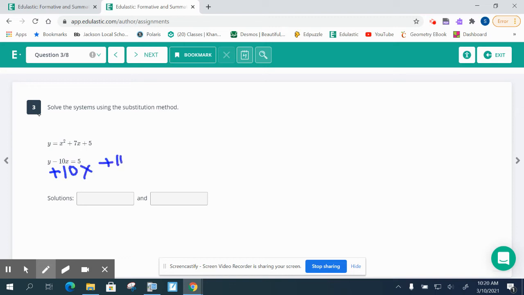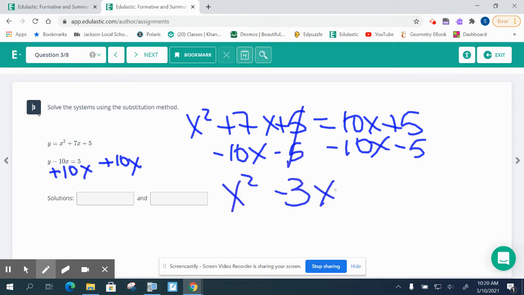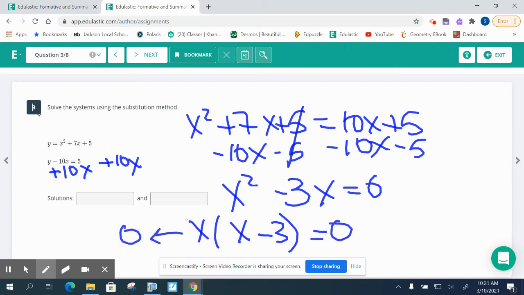You add the 10x over. So then you would get x squared plus 7x plus 5 equals 10x plus 5. Subtract the 10x over. Oh yeah, it was this one. Subtract the 5. The 5's cancel, and you get x squared minus 3x equals 0. So factoring this is not a trinomial. You just factor out a GCF. So here the GCF would be x, and then we'd be left with x times x minus 3 equals 0. So this solution would give us 0, and this solution would give us 3.